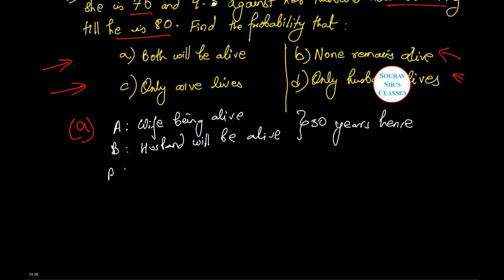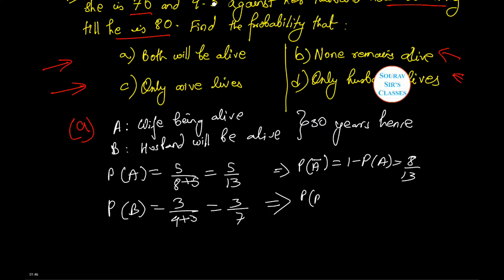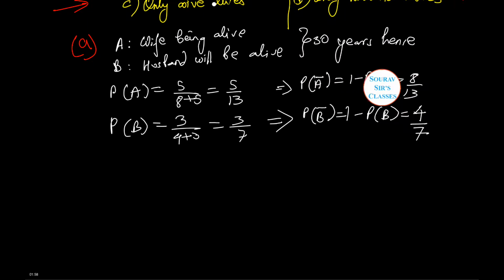Now we are given probability A is equal to 5 by 13 (that is, 5 out of 8 plus 5). Let us calculate the probability she won't live: that is 1 minus P(A), which is equal to 8 by 13. Now P(B) is equal to 3 by 7 (4 plus 3). Again calculating that the husband dies, this probability P(B bar) equals 1 minus P(B), which is equal to 4 by 7.